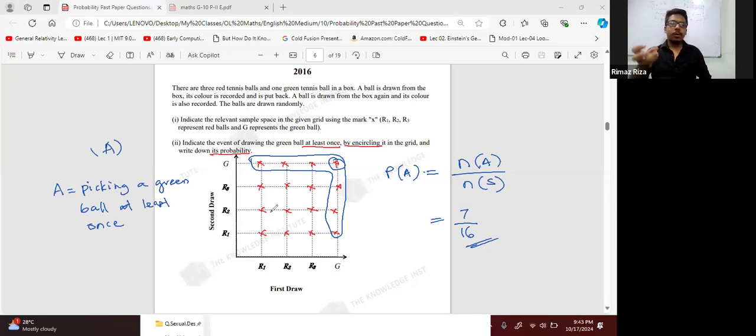So in the first draw you pick the green ball, and in the second draw also you pick the green ball. So at least once you have picked the green ball, so that event will come. So the probability of picking a green ball at least once is 7 out of 16.